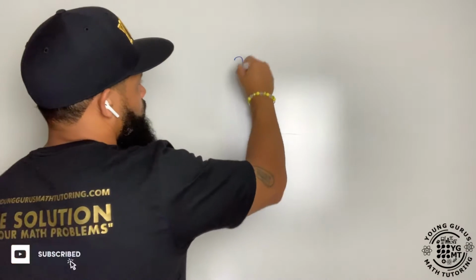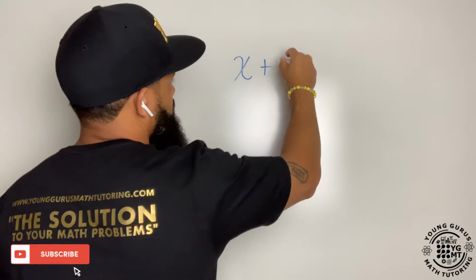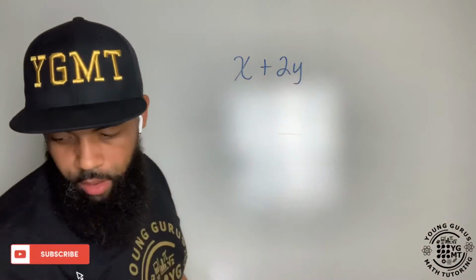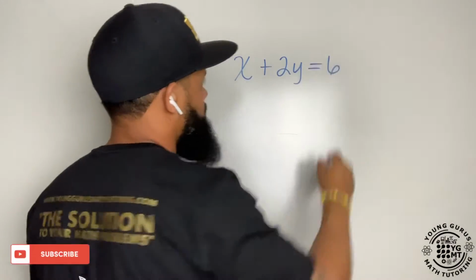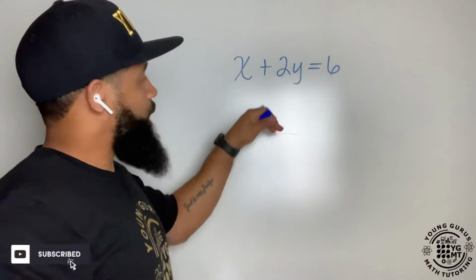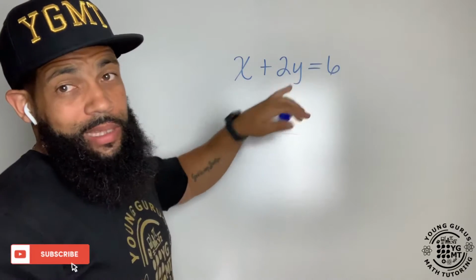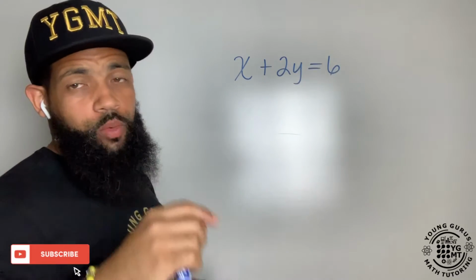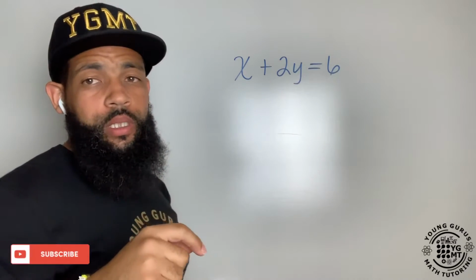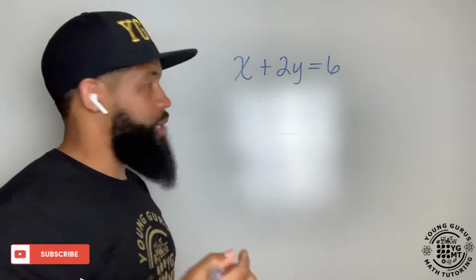So you have x plus 2y equals 6. And the goal is to actually get the y by itself. I think you know the process, but what I can tell is confusing you is where they got the fraction and what fraction that they got.